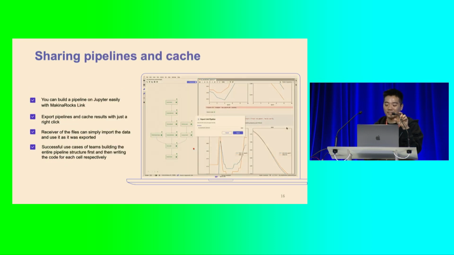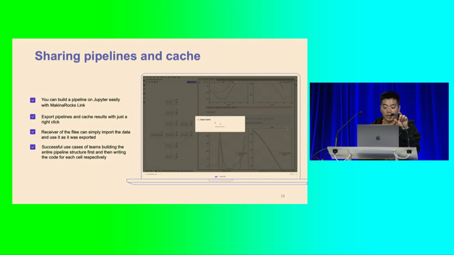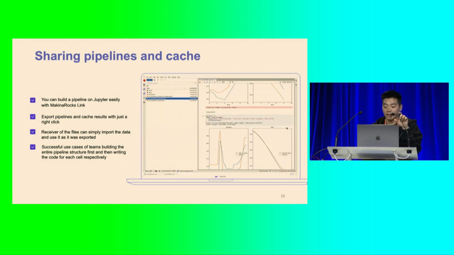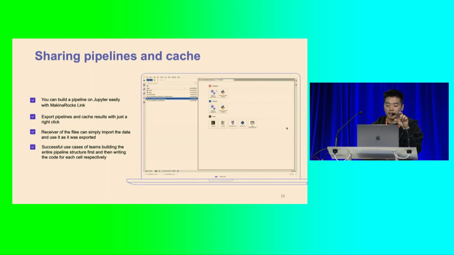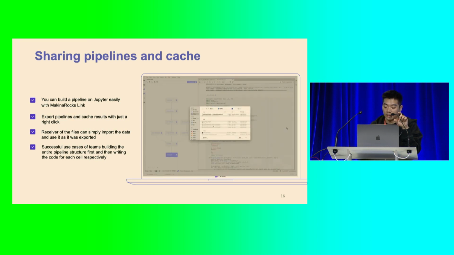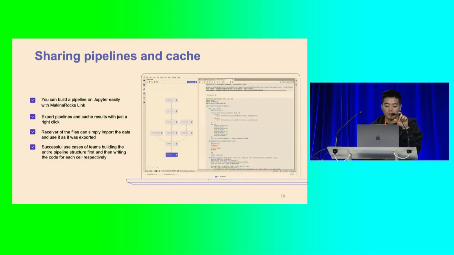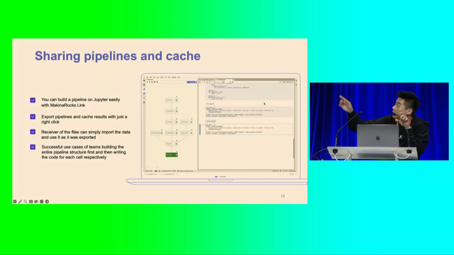Now, let's solve the notable reproducibility issue. It's about sharing pipeline and cache. As you just saw in the slide, you can easily create pipelines in Jupyter using link. Additionally, we mentioned that we can cache the results of each component. So the way to export is super easy. You can see the GIF.